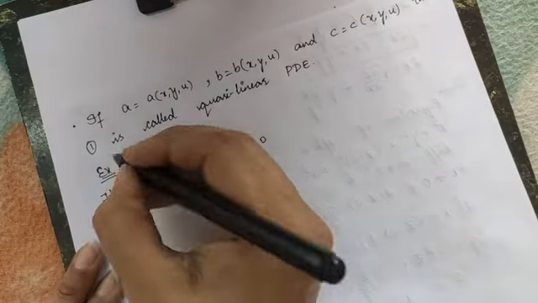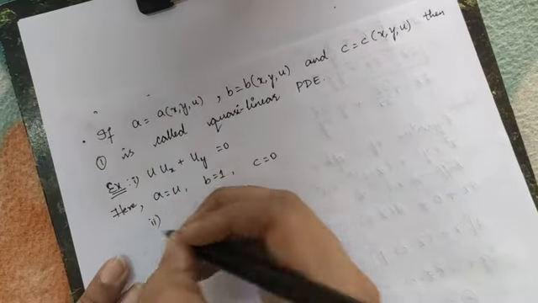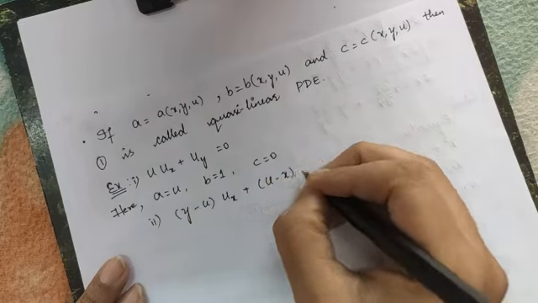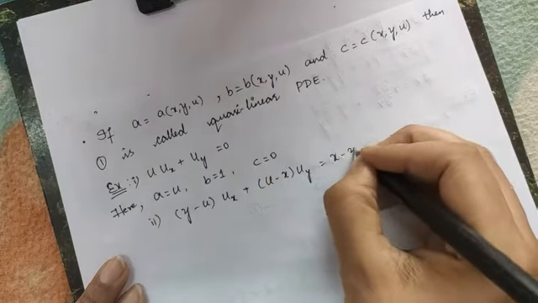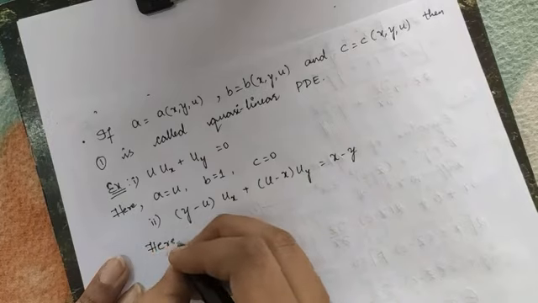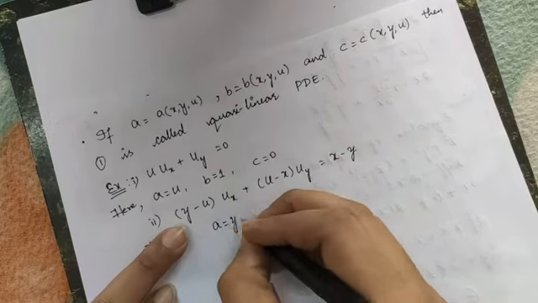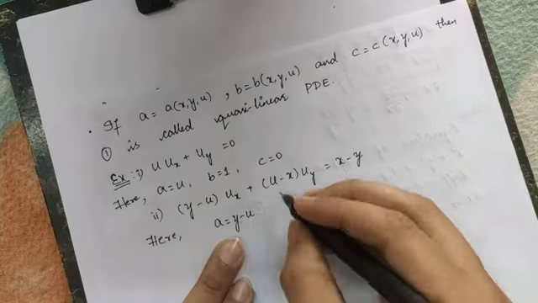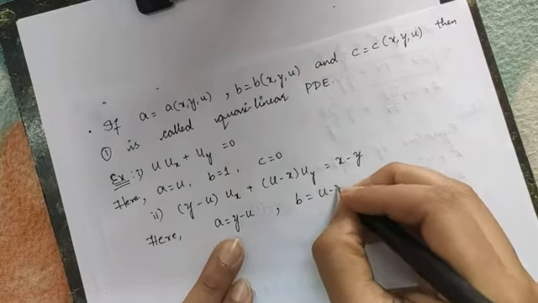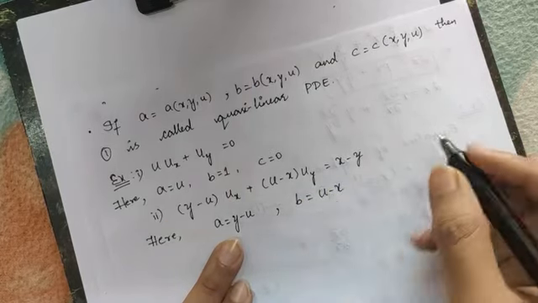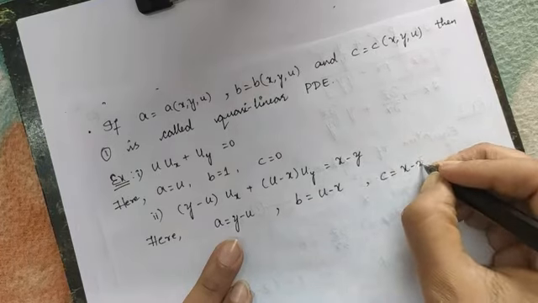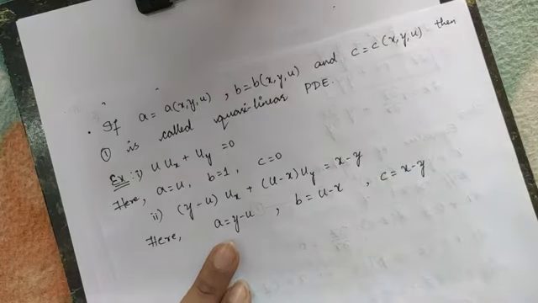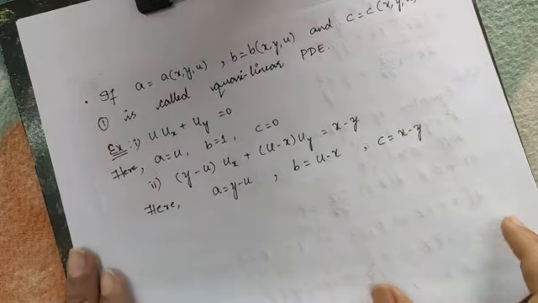Okay, so let's see one more example. (y − u) u_x + (u − x) u_y = x − y. So here A = y − u. You can easily say A is a function of y and u, right? Similarly, B = u − x, that means B is a function of x and u. And C = x − y, that is, C is a function of x and y here. So this is an example for your quasi-linear partial differential equation.